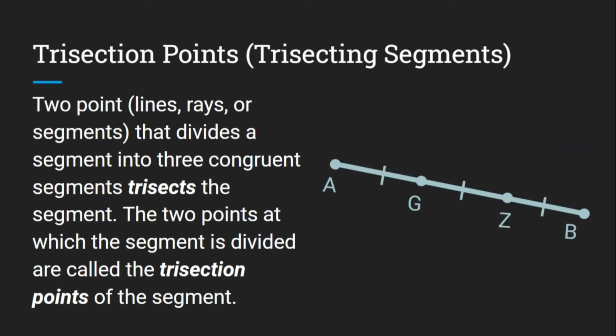Trisection points or trisecting segments. Two points, lines, rays, or segments that divide a segment into three congruent segments are called the trisection points of the segment. In reference to the diagram drawn to the right, we have a segment AB, with trisection points G and Z.